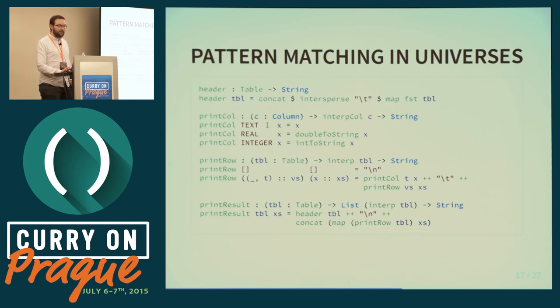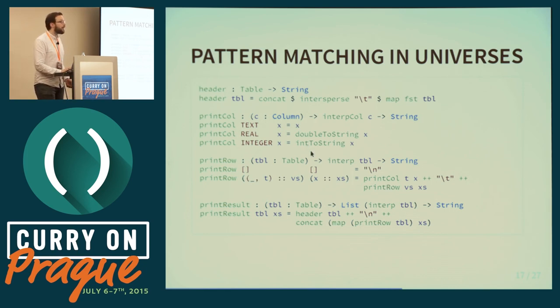I can print the contents of a column by first checking what type of column do I have. So if it's text, then I've already got a string, so I can just return it. If it's real, then I've got a double, which means I need to call some function double to string. If it's integer, then I need to call int to string. And so the type is sort of refined by the reduction of the interpretation. So this interpreter runs on the code that I got from my first pattern match to get the type of the second element that I'm pattern matching on.